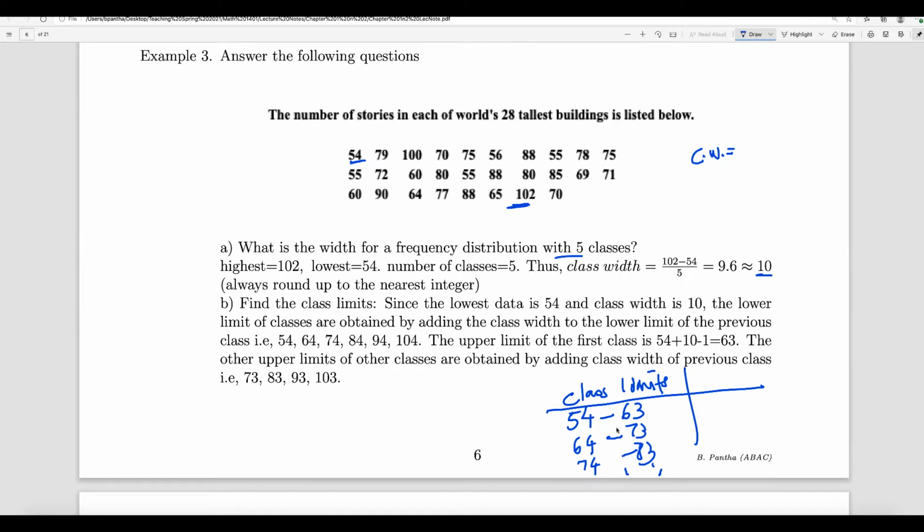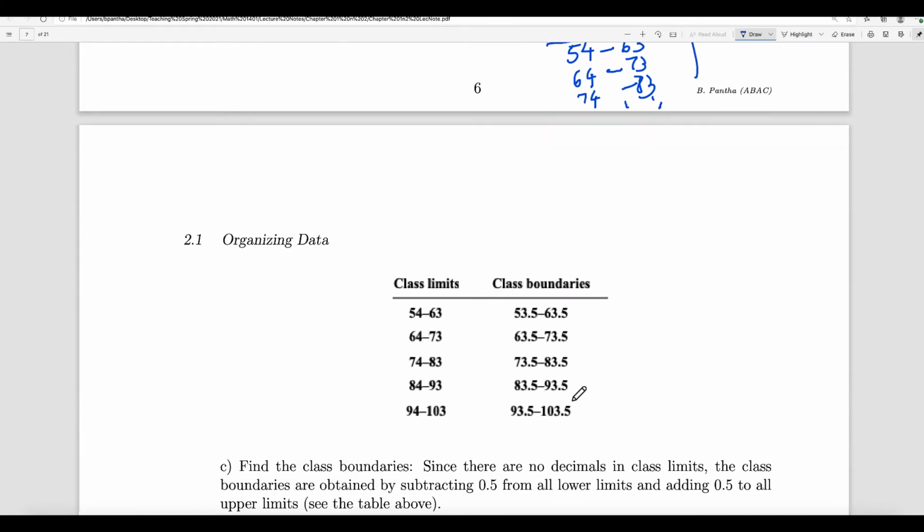So basically, you need to find the first class first. The lower limit of the first class is the smallest data. The upper limit of the first class is the lower limit plus class width minus 1 if there is no decimal, minus 0.1 if there is 1 decimal, minus 0.01 if there are 2 decimals, and so on. Since the lowest data is 54 and the class width is 10, the lower limits of the classes are obtained by adding the class width to the lower limit of the previous class: 54, 64, 74, and so on. The upper limit of the first class is 54 plus 10 minus 1, because there is no decimal, which is 63, and all the others are obtained by adding 10 to the previous upper limit.